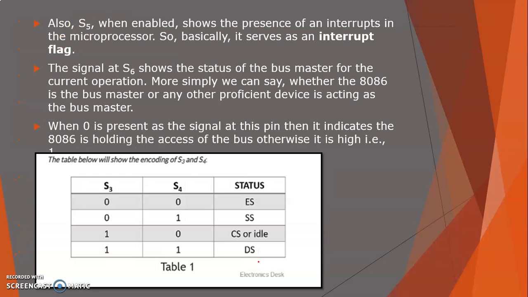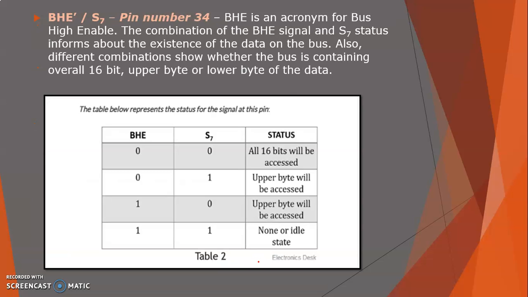तो यहाँ पे टेबल दिया है. अगर 0 0 रहेगा तो ES, 0 1 रहेगा तो SS, 1 0 रहेगा तो CS और 1 1 रहेगा तो DS. अगर S5 है तो इंटरप्ट फ्लैग रहेगा. S6 है तो बस मास्टर शो करेगा. ठीक है. Then your BHE S7, बस हाई अनेबल. Okay, this is called pin number 34.